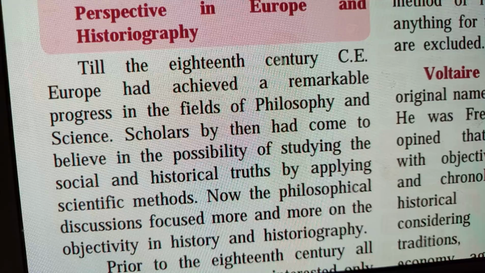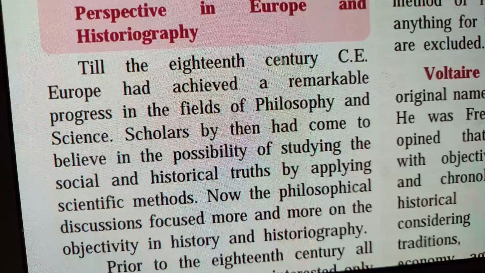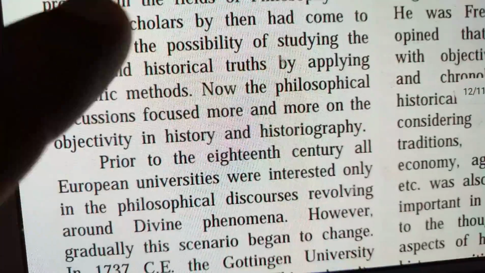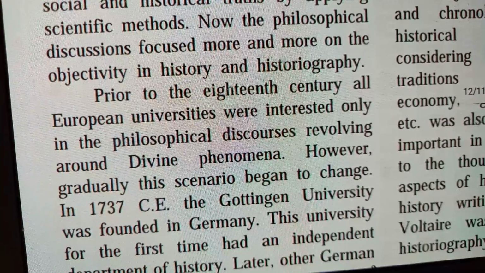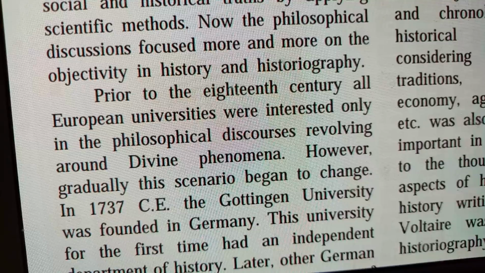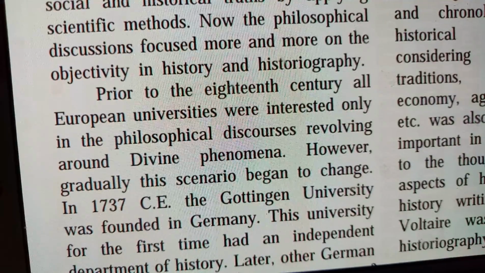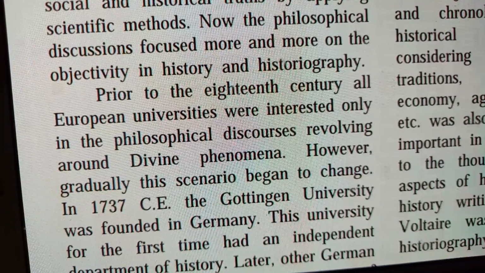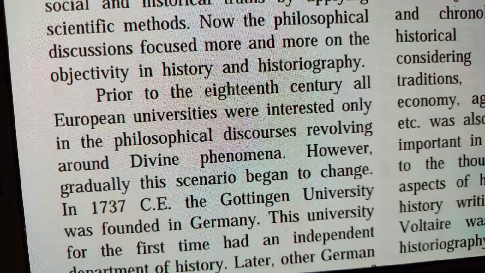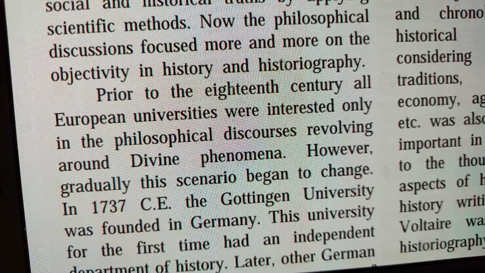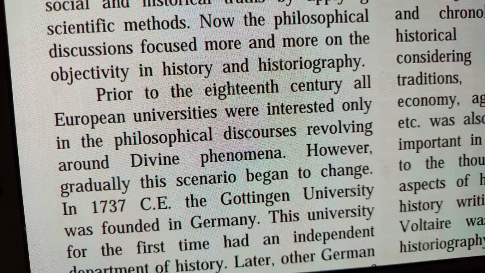Now the philosophical discussion focused more and more on the objective in history and historiography. Prior to the 18th century, all European universities were interested only in the philosophical discourse revolving around divine phenomena. So prior to the 18th century, all people were studying divine power. In the church also, they studied only that. Whatever the church says, that is correct. Why? Because people were not questioning the church.